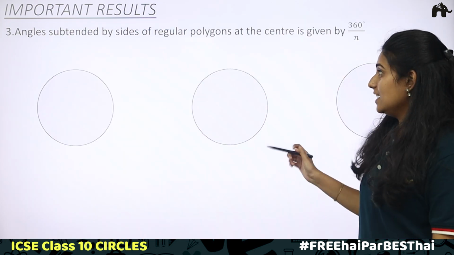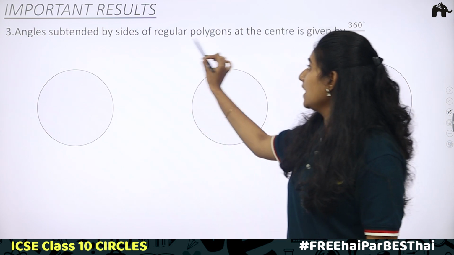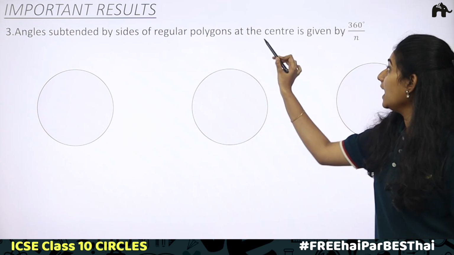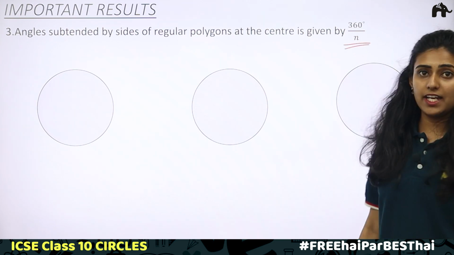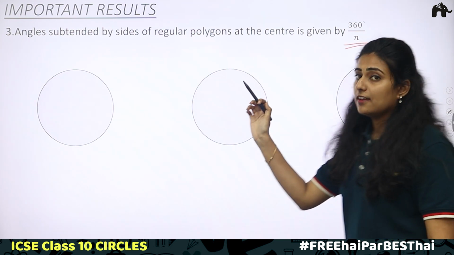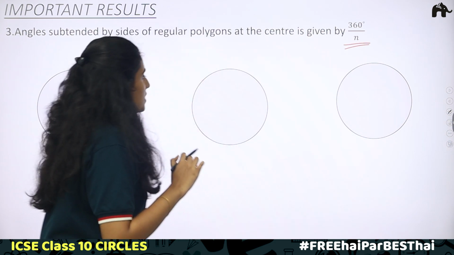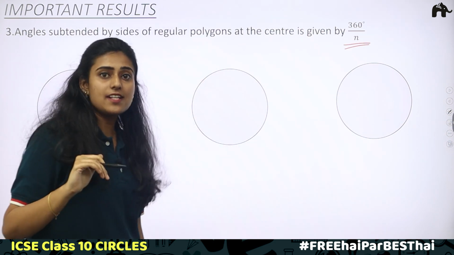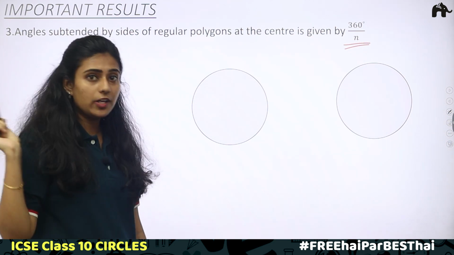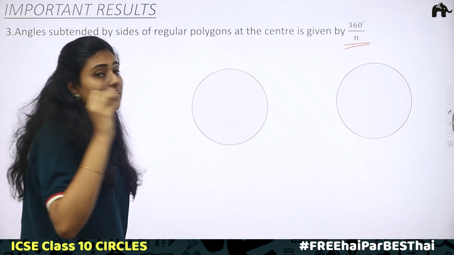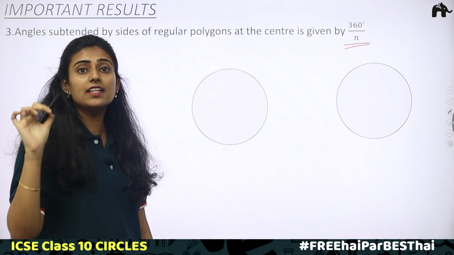Now the third result: the angle subtended by sides of regular polygons at the center is given by 360 degrees divided by n. Here we have studied that the angle subtended by sides of an equilateral triangle, which is a regular polygon, is equal to 120 degrees. That is 360 degrees divided by 3, because there we had 3 sides.